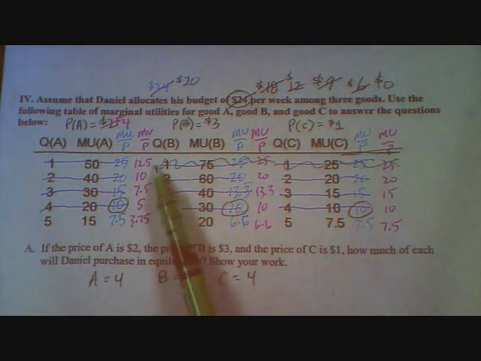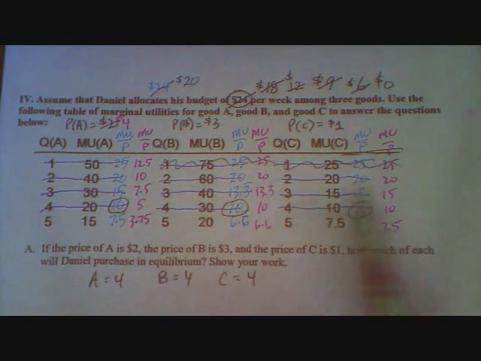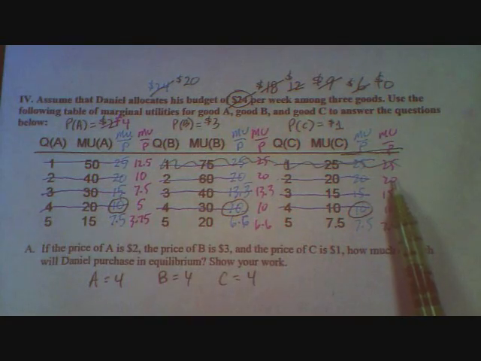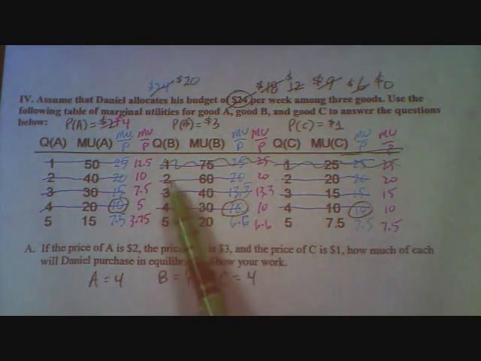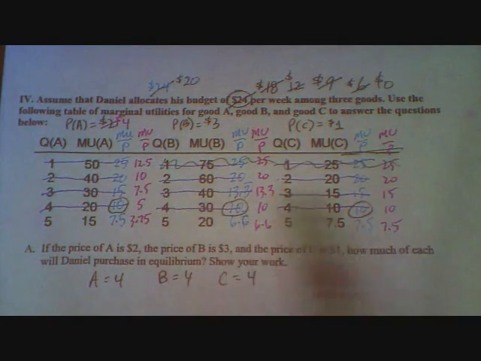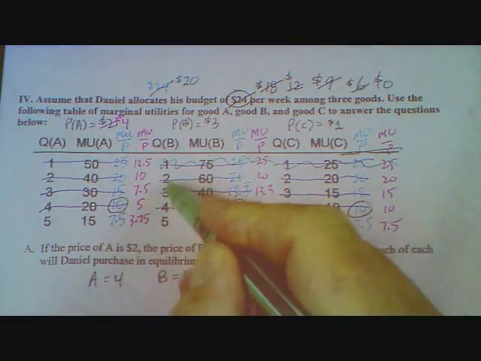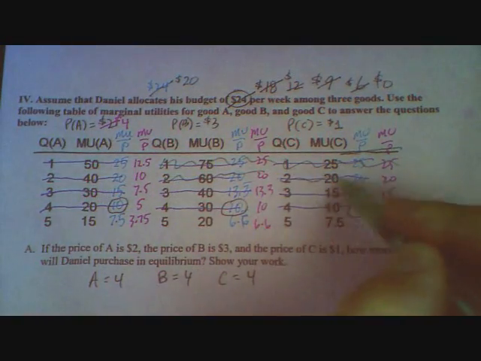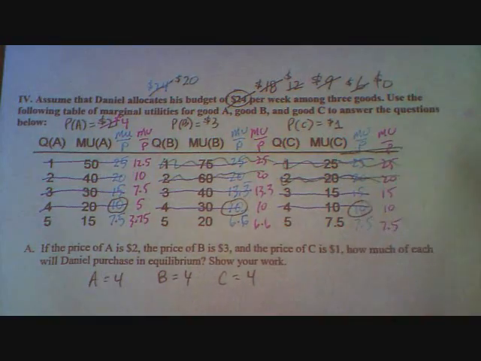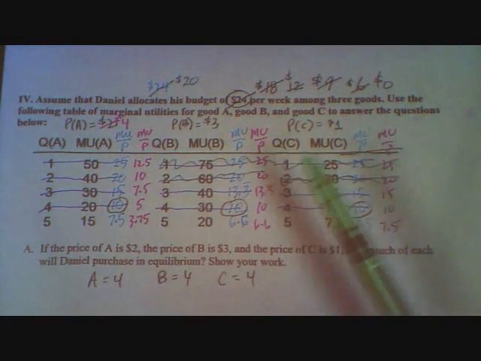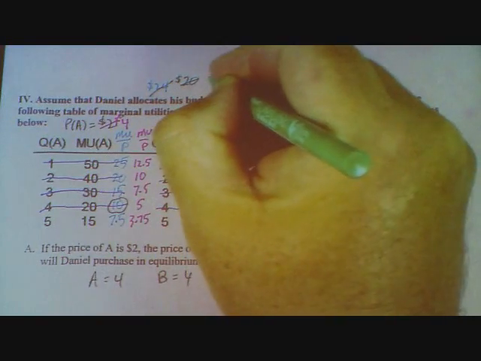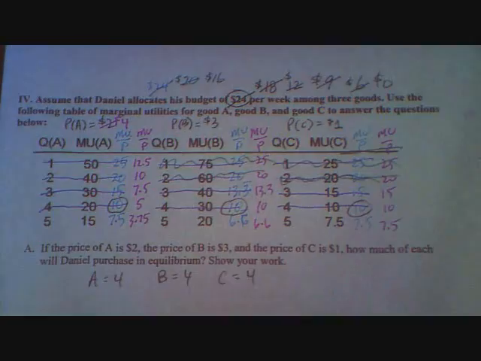Since he has money left, he'll keep making purchases to increase his utility. Now is he going to buy the first A, or the second B, or the second C? And the answer is he would buy the second B and the second C because they give him more utility per dollar, 20, than the first unit of A does, which is only 12.5. So he buys another B and another C. Indicate that with the green. That uses up another $4, so Daniel's got $16 left.